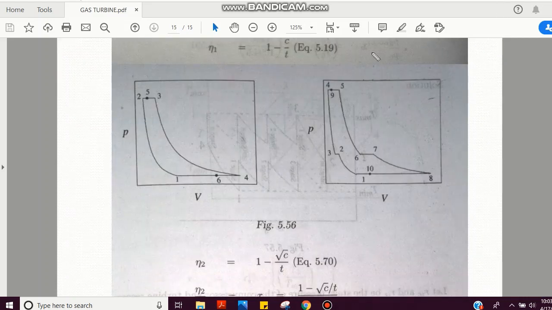So this one is the basic gas turbine cycle with regeneration and reheat, and this one is the basic gas turbine cycle with only regeneration. So the efficiency for this one is eta 1, that is 1 minus C by T, and the efficiency for the basic gas turbine cycle with regeneration, intercooled compressor and reheat is eta 2, which is 1 minus root C by T.